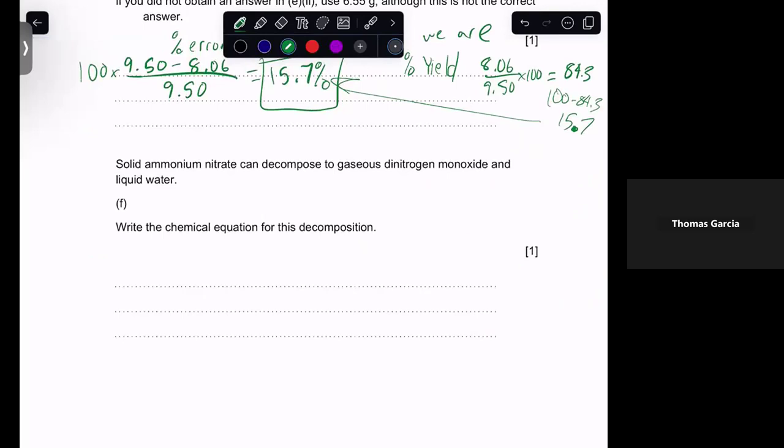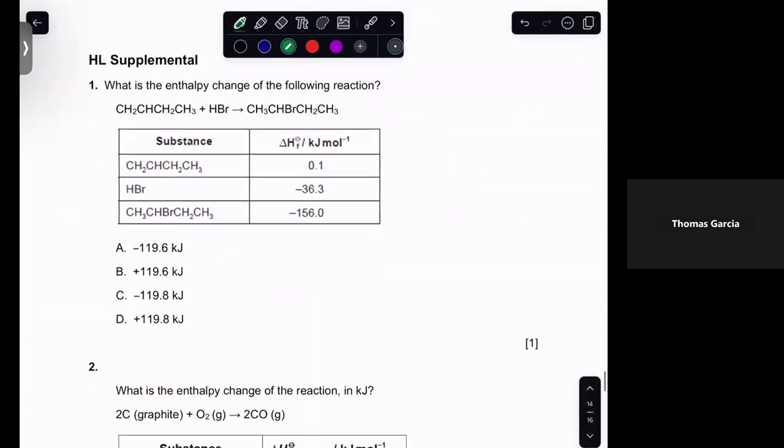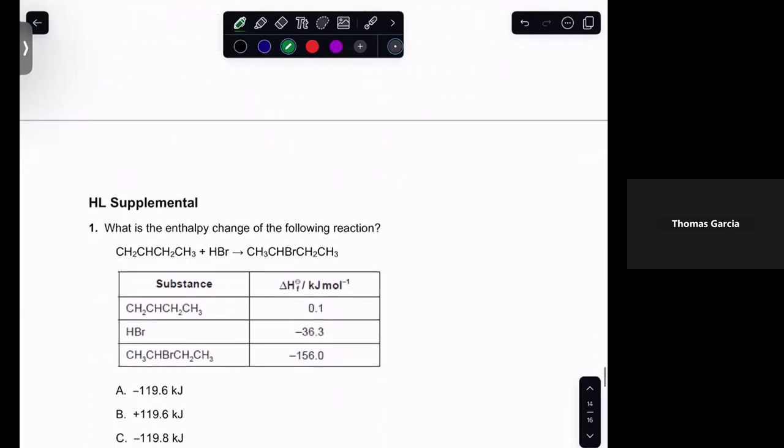All right. Solid ammonium nitrate can decompose to gaseous nitrogen monoxide and liquid water. You'll notice they said the states. Therefore, you should include the states. NH4NO3, solid, decomposes into dinitrogen monoxide, N2O, plus H2O, gas, liquid. To balance it, all we need to do is just drop a 2 in front of the H2O and we're good. All right, that's the end of the SL test. Moving on to HL.